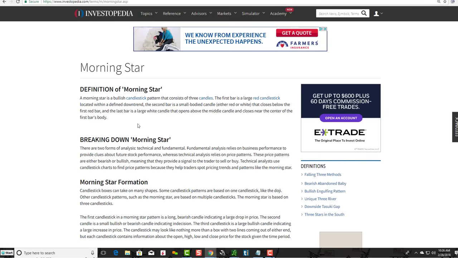Again, depending on your charts, if you have red or green, red or black for bearish candlesticks, or white or green, it doesn't matter. It's just referring to bullish or bearish candlesticks.